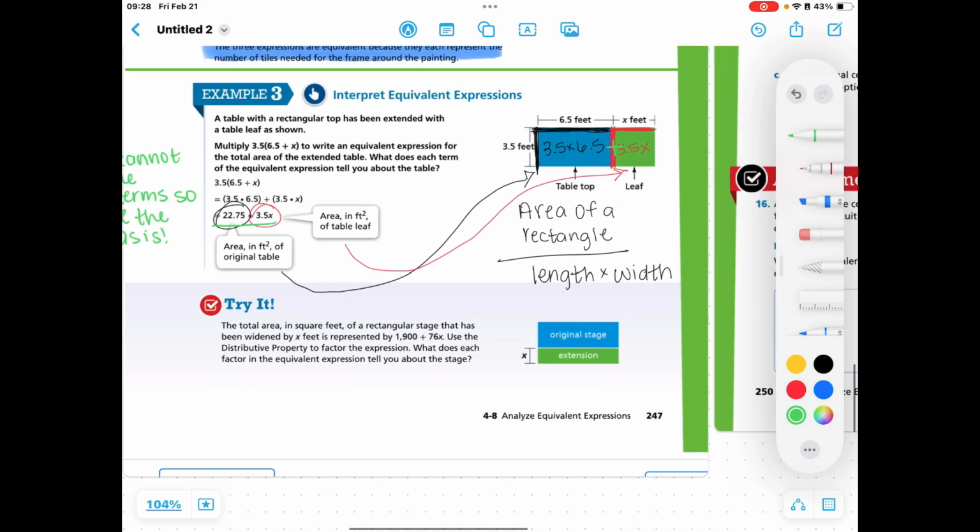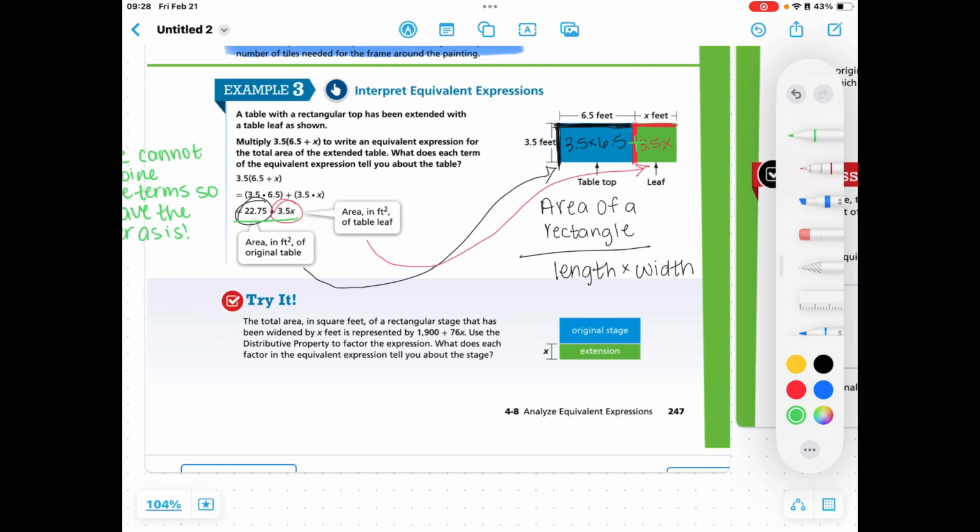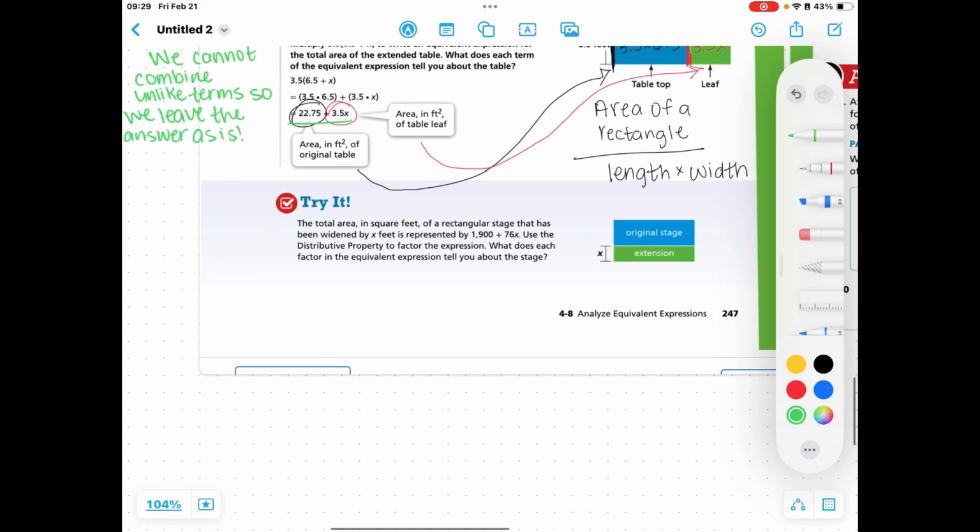Now this try it below is kind of working backwards. It says the total area of a rectangular stage that has been widened by x feet is represented by 1900 plus 76x. Use the distributive property to factor the expression. And what does each factor in the equivalent expression tell you about the stage? So it wants us to factor this. Rather than doing the distributive property, we need to factor. We have 1900 plus 76x.